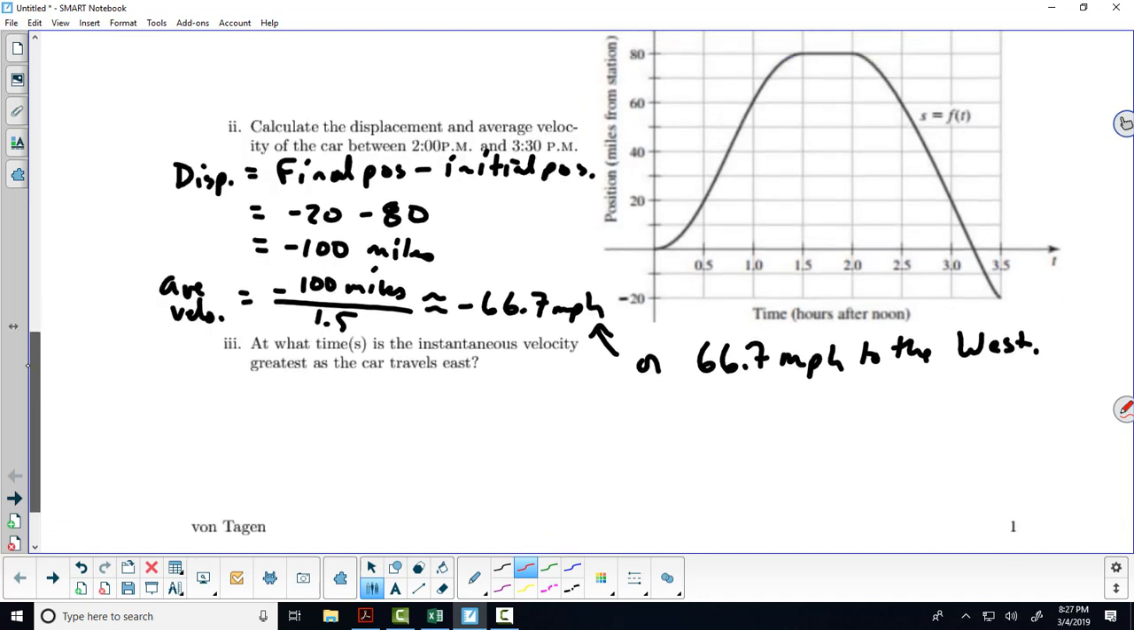At which times was the instantaneous velocity the greatest? Well, it seems to me that anywhere between here and here, the tangent line looks like that, and that's the steepest the tangent line ever gets. So it appears between 12:30 and 1 o'clock p.m. There was a question, I saw a hand. Yep.